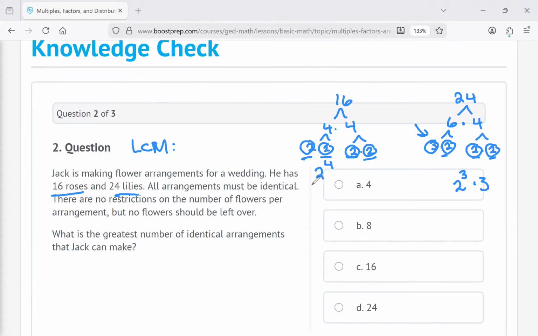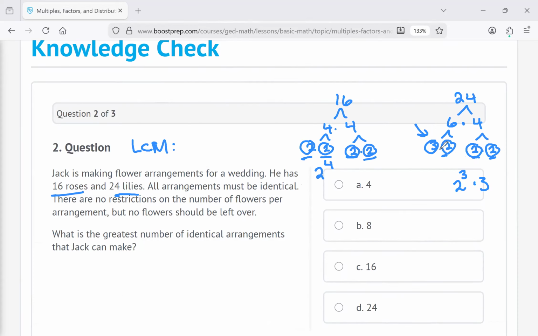This is how I like it. I make my factor tree and simplify it. On 16, I see a repeated base of 2, repeated 4 times. That's why I wrote 2 to the 4th. And then the same thing with 24. My prime number is 2, but there's a repeat of 3 of them, so that's 2 cubed. And then my 3.